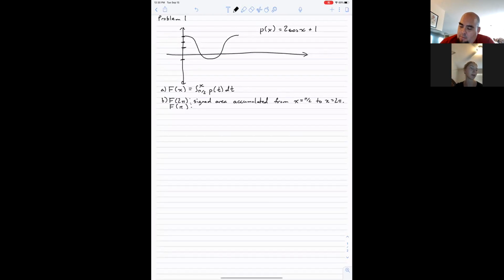So then we were asked to define a function g of x that would give us the total accumulation of signed area from x equals 0. The first way that we can do that is using an integral. I actually accidentally deleted that, so I'm going to skip that. And then the second way is by doing f of 2 pi minus f of 0.